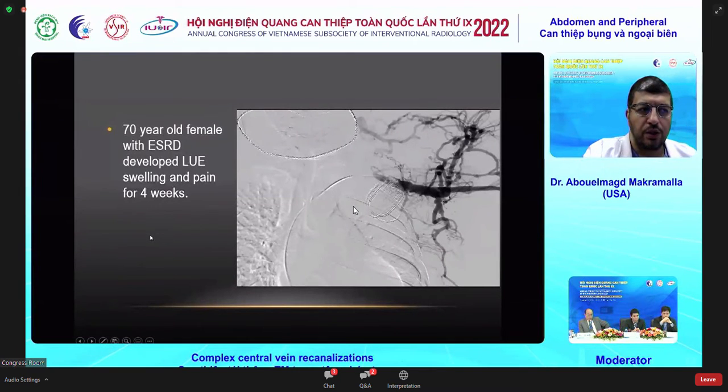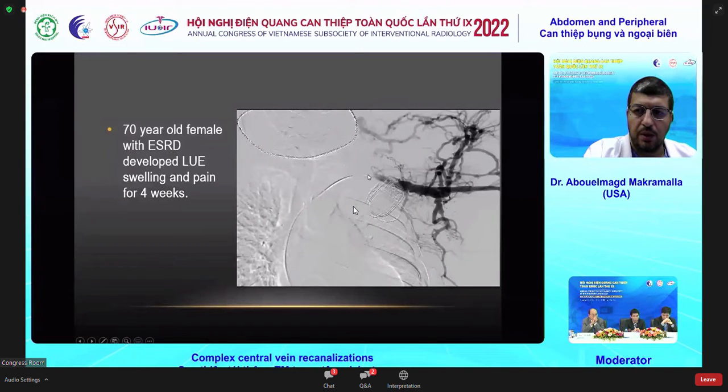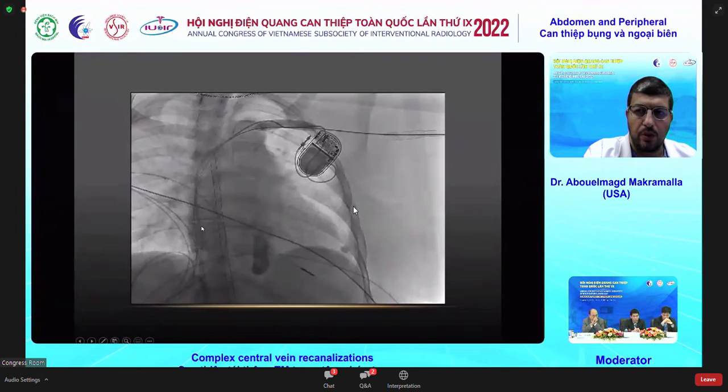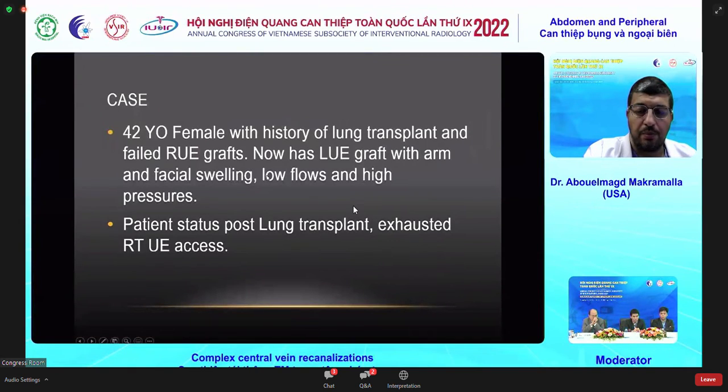This is another patient, 70-year-old with left upper extremity swelling and pain for 4 weeks. As you can see, there is a pacemaker with the subclavian vein completely occluded. We were able to recanalize and get a wire across, and then we angioplasted the subclavian vein, and it remained patent. So we opted not to place a stent as the patient was one of our institutional patients. So they had excellent follow-up with us and remained patent for at least 3 years.